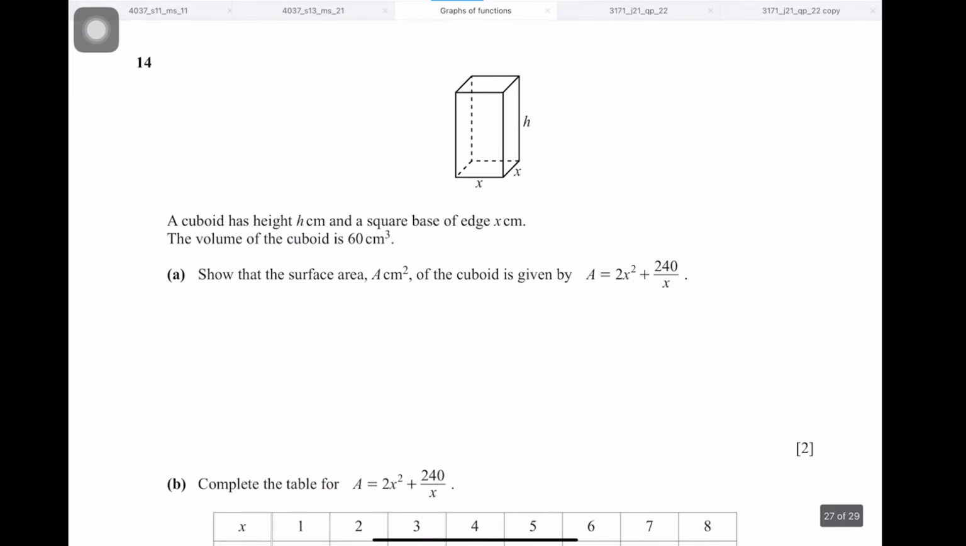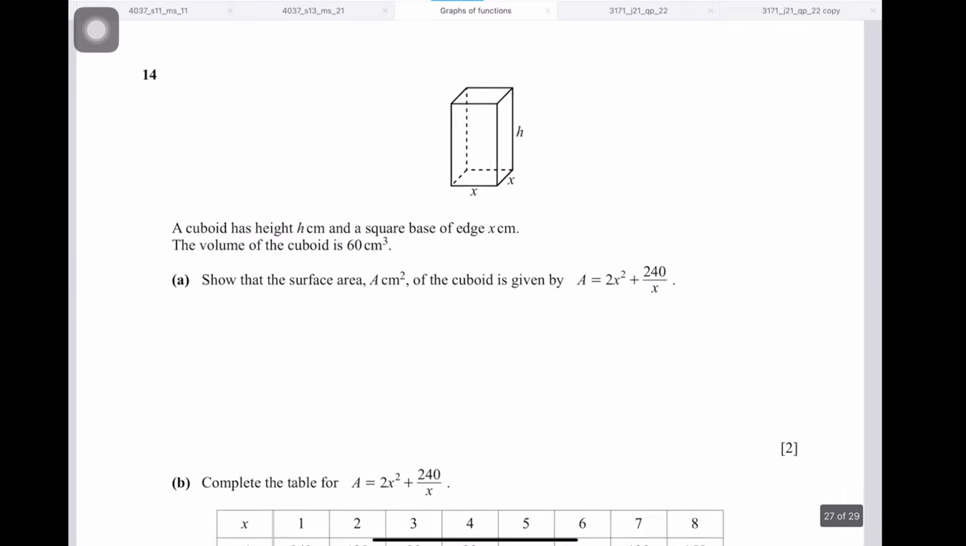Question number 14. Okay, so it says here a cuboid has height h centimeter and a square base of edge x centimeter. The volume of the cuboid is 60 centimeter cube. Show that the surface area of the cuboid is given by A equals to so and so. Now, what's the formula for finding out the volume of a cuboid?